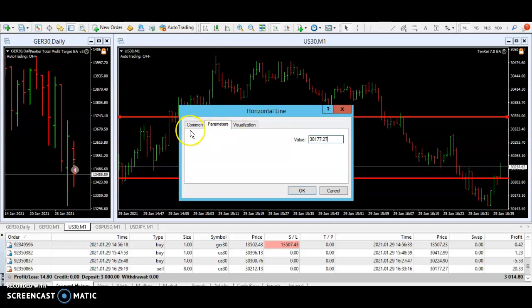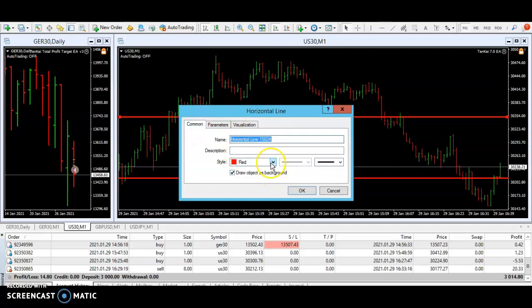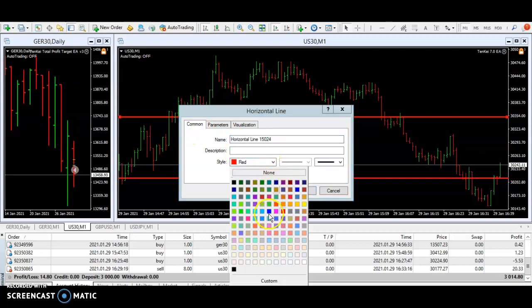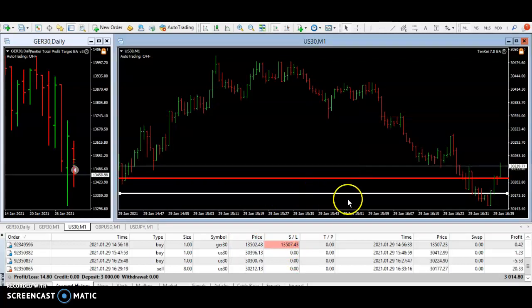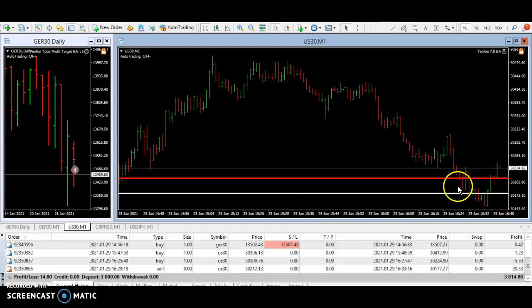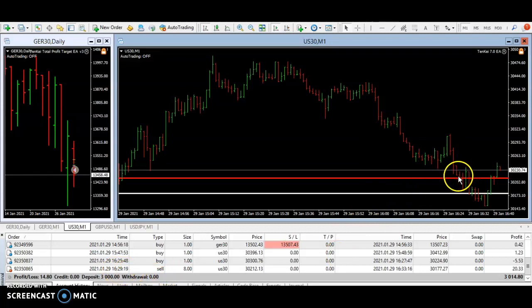And what color should we make this? As it got out of the trade, let's give it white. Okay, so it got out of the trade here. So that's it. Here we are. So we got into the trade here at 16:29. That was a manual trade to get in there.